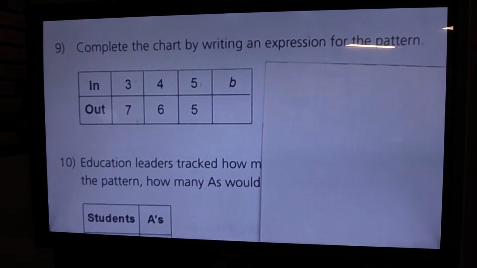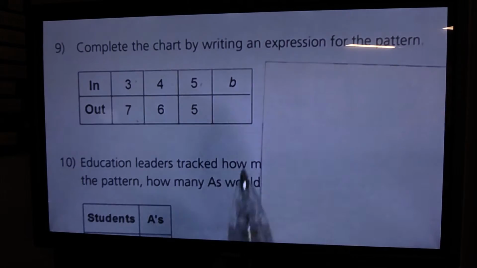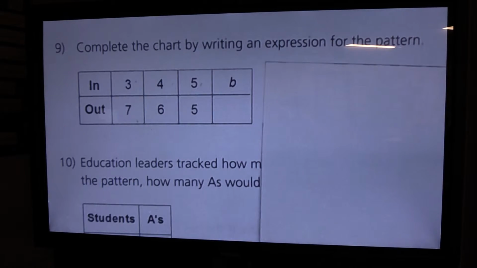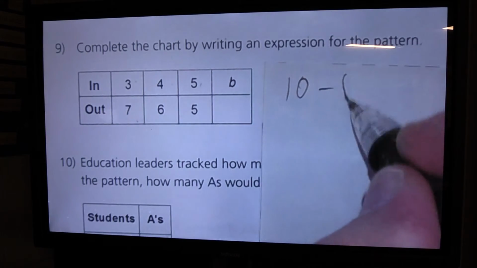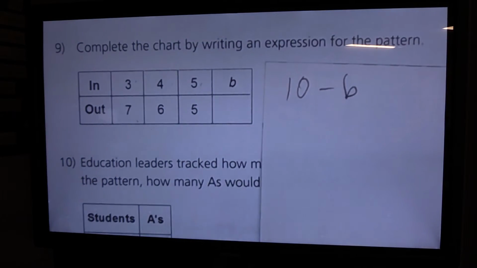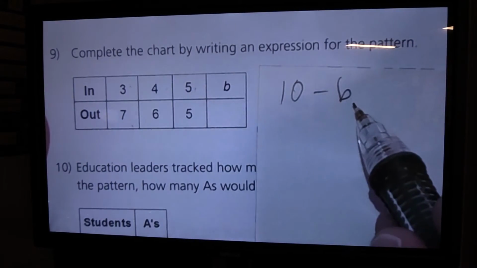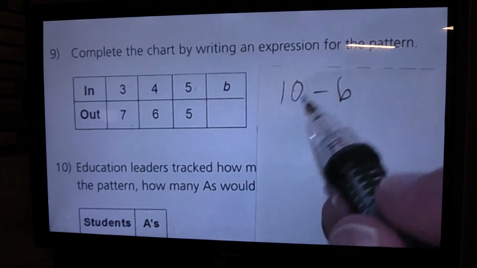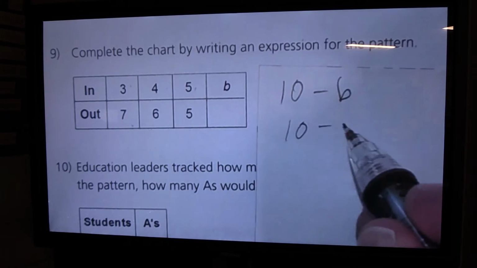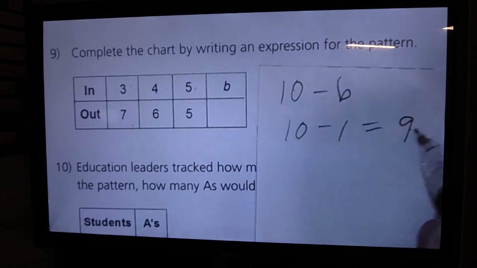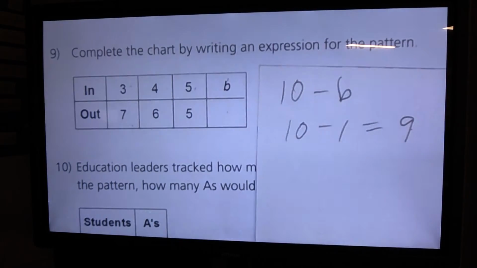All right, well, Bradley, what am I going to do to b to find out what goes in the out? Would you do 10 minus b? Yes, that's what I would do. I would say 10 subtract b, and let's do that as an example. If b is equal to 1, then 10 take away b would be 9. So if this is 1, this is 9.